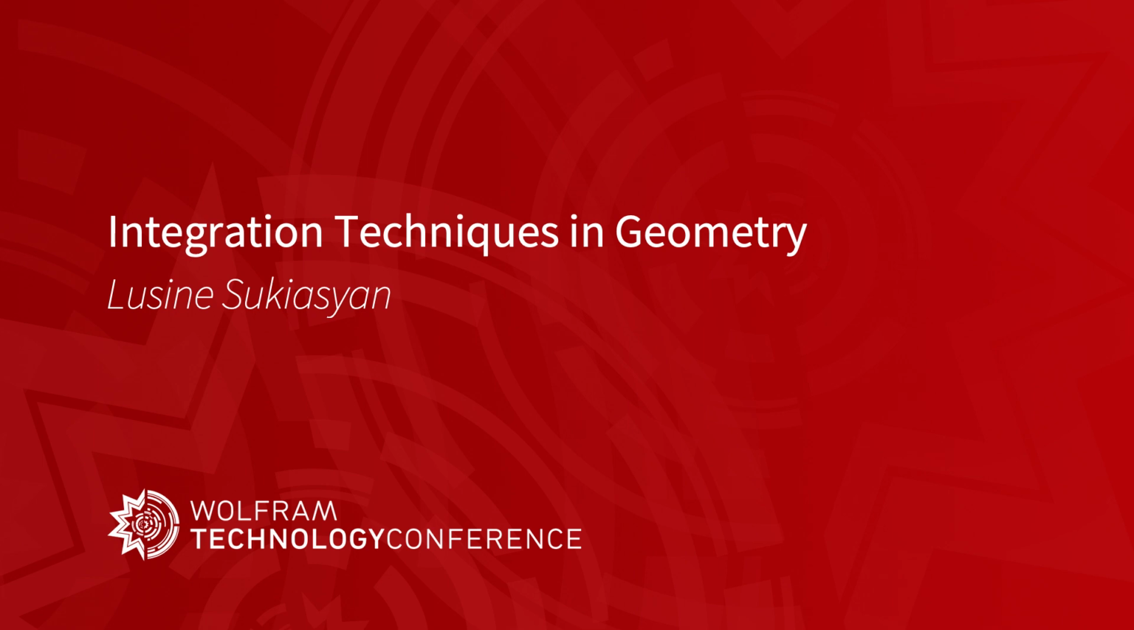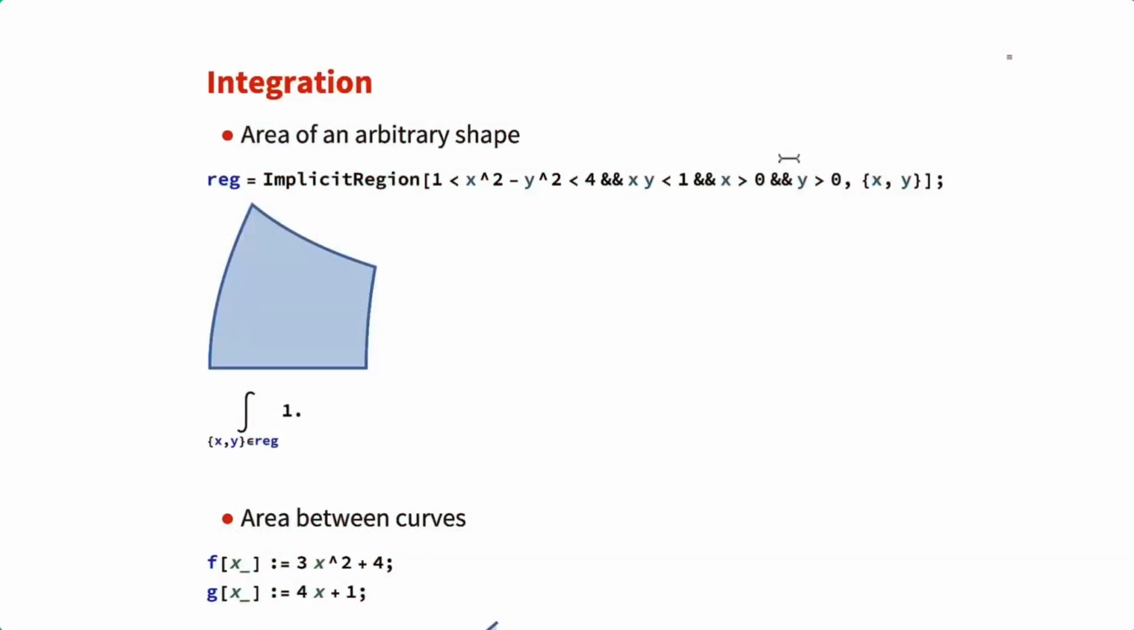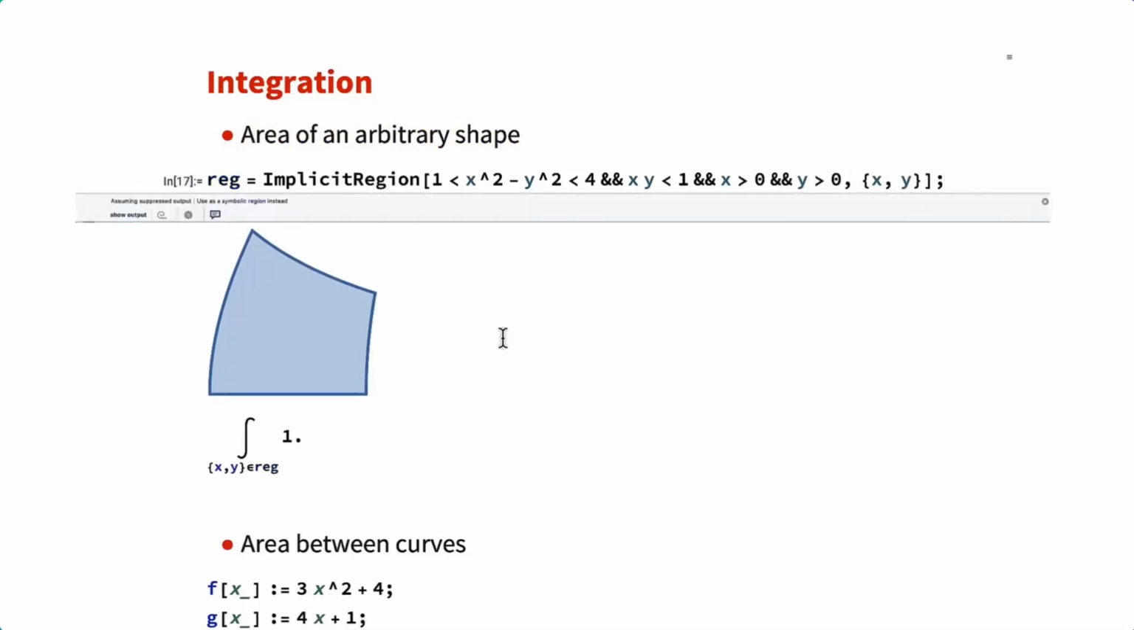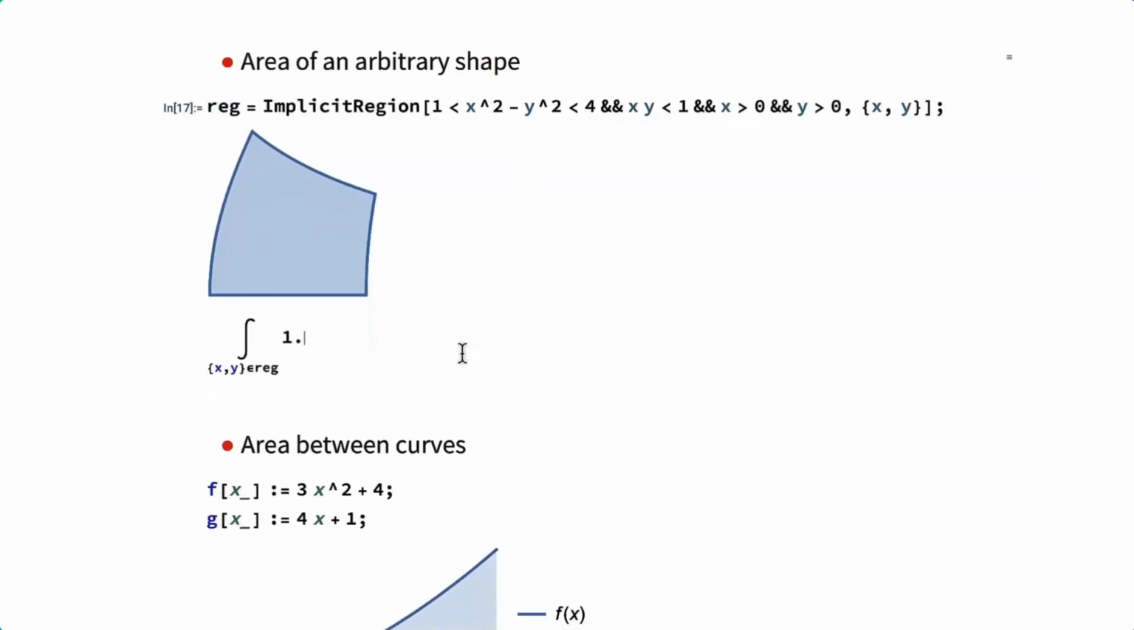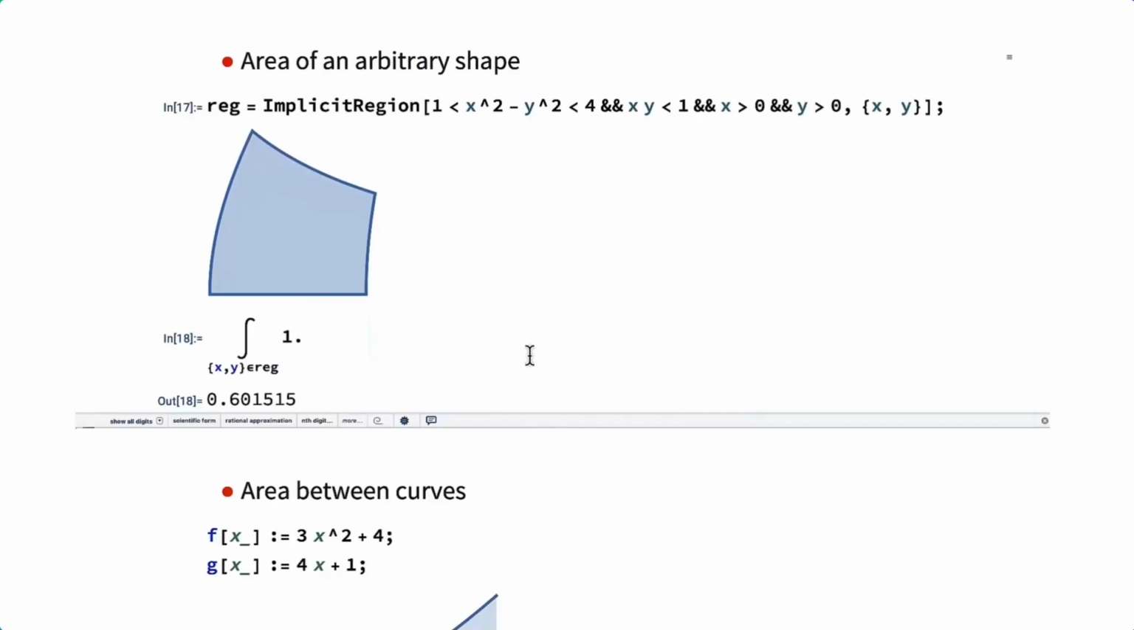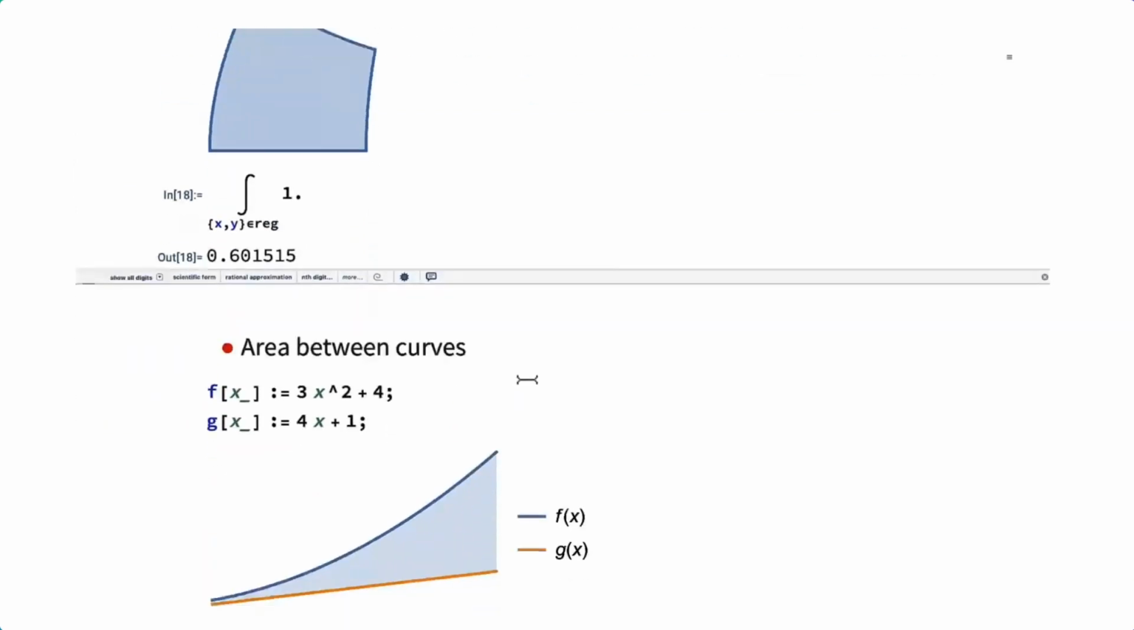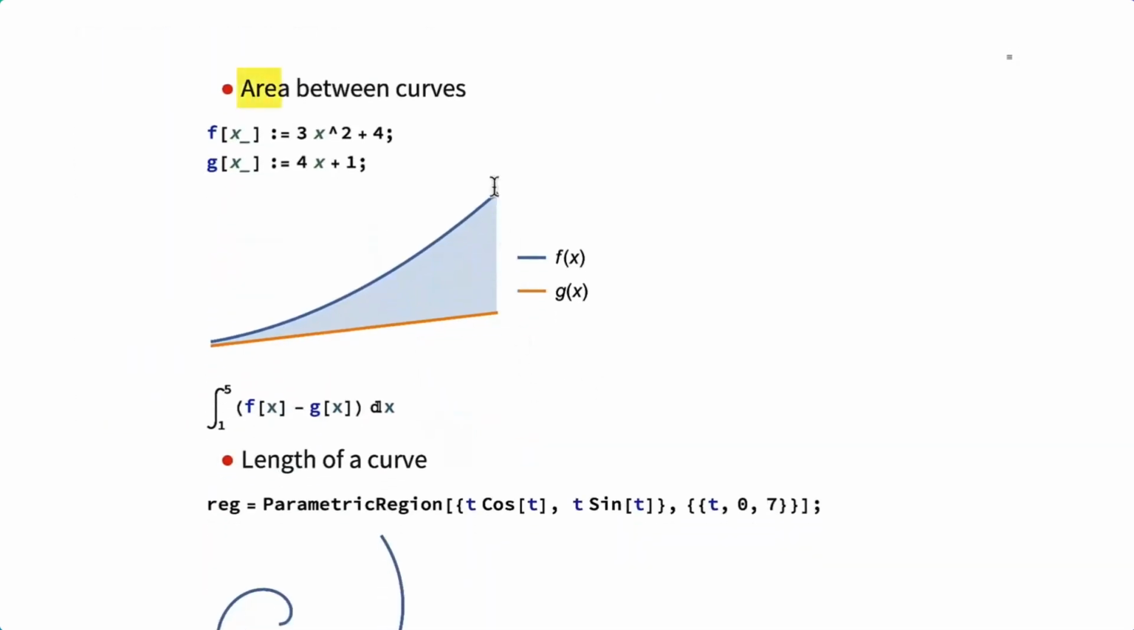So let's begin. Integrals, together with derivatives, are the fundamental, essential objects of calculus. Integration serves as a tool to solve problems in mathematics and physics involving the concepts that arise by combining infinitesimal data. Integration helps to find, for example, the area of an arbitrary shape. Here, the region is given by its implicit representation, and by integrating 1 over the region, we get its area, which is around 0.6.